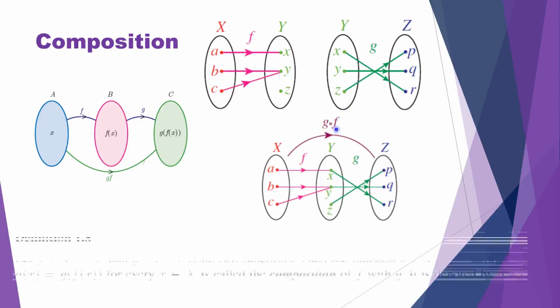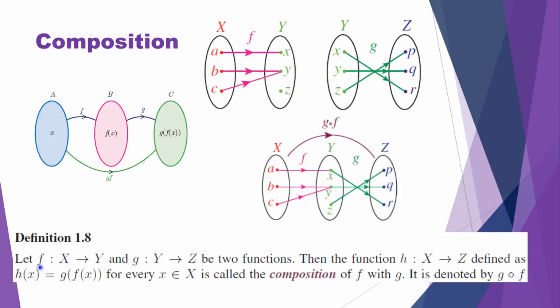Let us see the definition. Let F from x to y and G from y to z be two functions. Then h from x to z, that is h is nothing but G composite F, is defined as h of x equal to G of f of x for every x belongs to capital X. This is called the composition of F with G. It is denoted by G composite F.